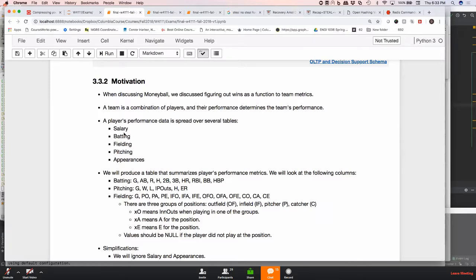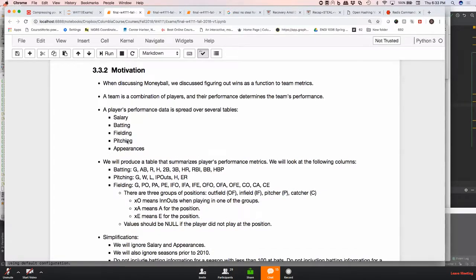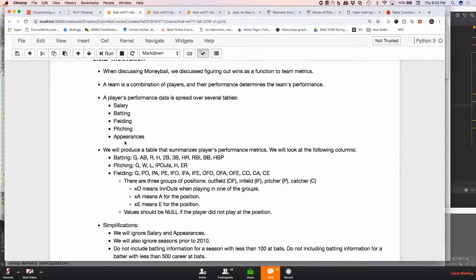If I wanted to pull together a record on a single player, I'd have to join all these tables. I don't want to do that every time I'm trying to make a decision. So I'm going to pre-compute the joins and put them in a wide flat table. We're going to produce a table that summarizes a player's performance metrics. These are the metrics: games, at bats, runs, hits, doubles, triples, home runs, runs batted in, bases on balls, and my specialty being hit by a pitch.